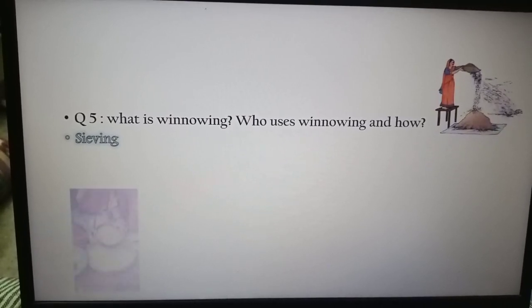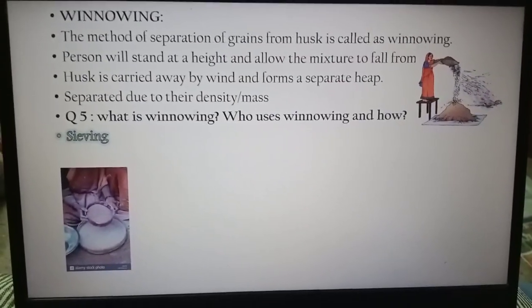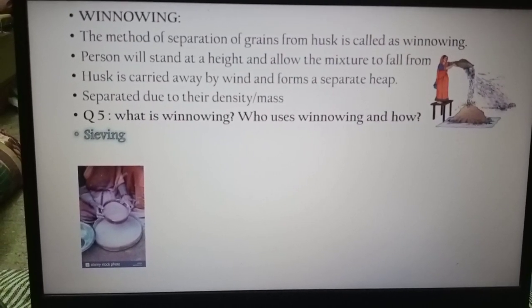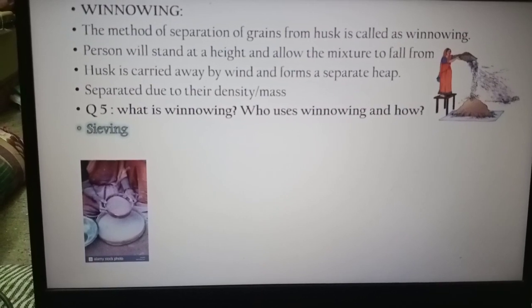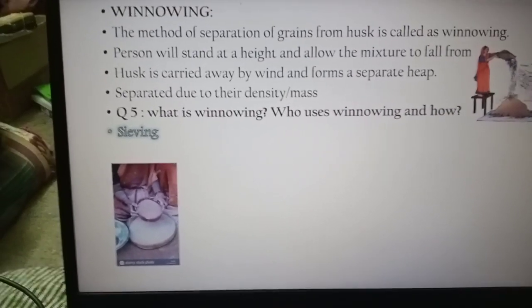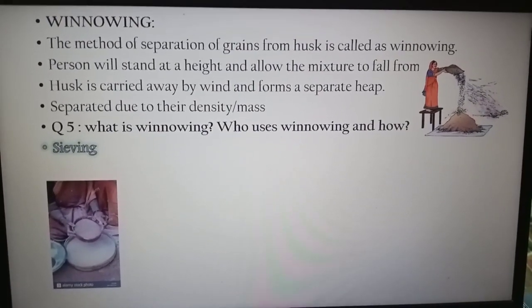So the next process is winnowing. So what is winnowing? Now they have separated the grains from the stalk. Now we need only the grains. We do not need the outer covering of the grains, which is called husk. So we need to separate grains from the husk. So the process of separating grains from husk is called winnowing.